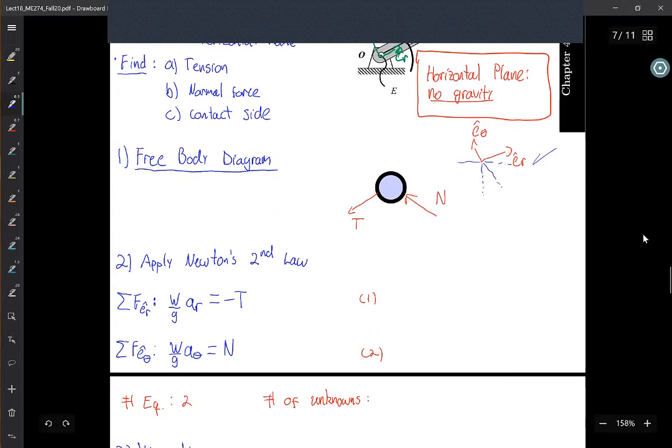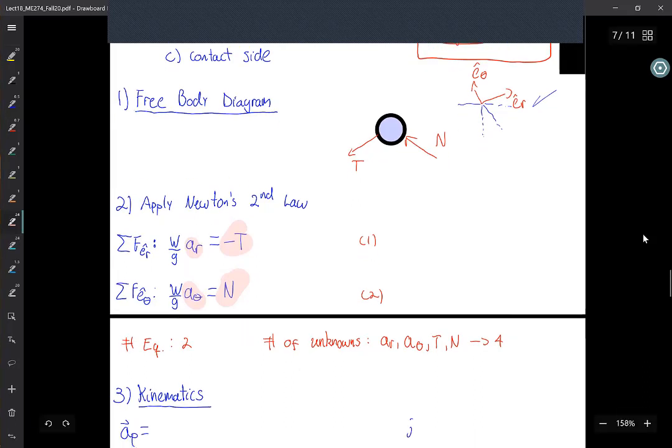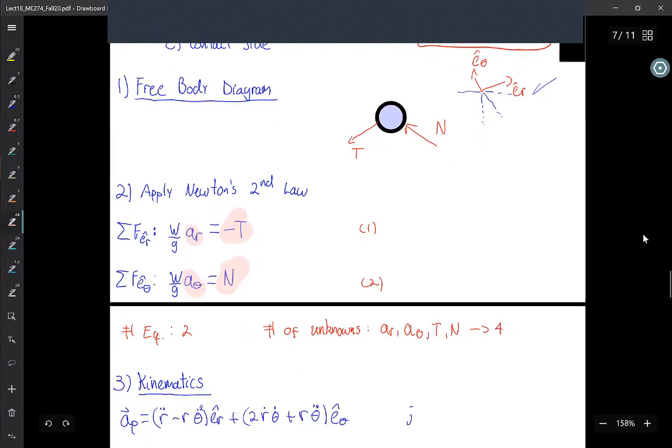So we have two equations, and now we have how many unknowns? 1, 2, 3, and 4. We don't know much yet. But we have kinematics. So what kinematics can we use to help us solve this problem? We can find accelerations from the information we have been given, because we can write the acceleration in polar. And this equation is independent from Newton's equations, right?